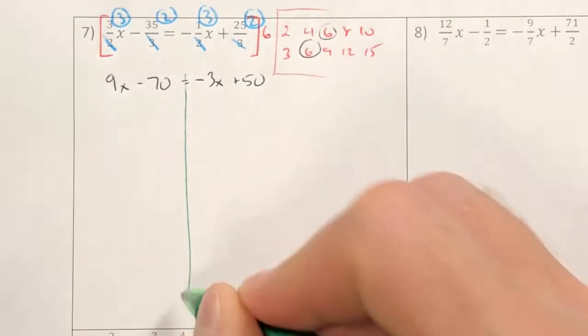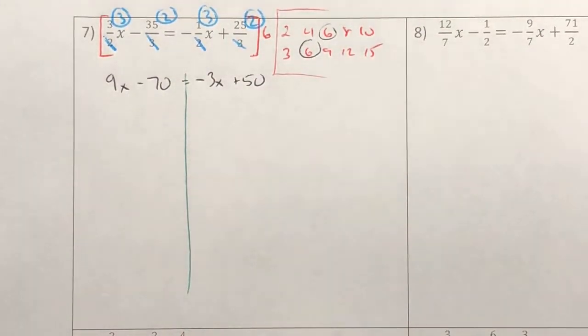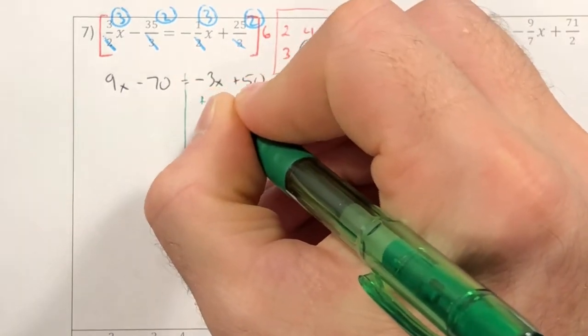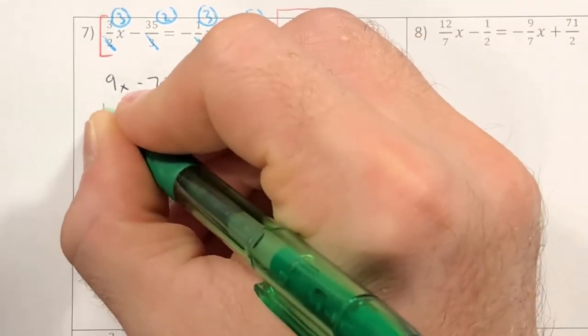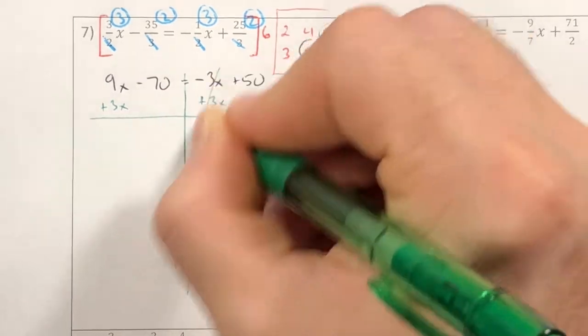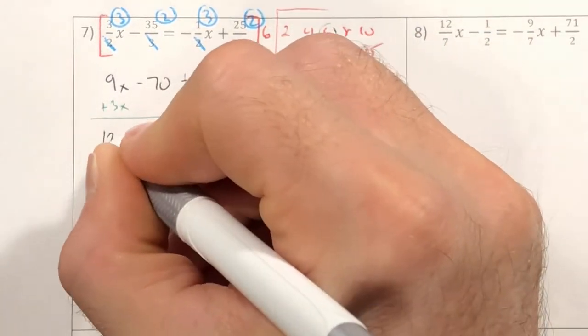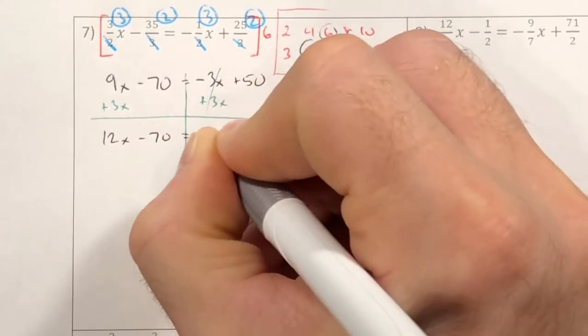So now I can go ahead and I can solve this equation, which means I see x on the left and the right. I'm going to go ahead and combine this by getting rid of this 3x over here, which means I need to do the same thing to the other side, and in effect gets rid of that term. So 12x minus 70 is equal to 50.